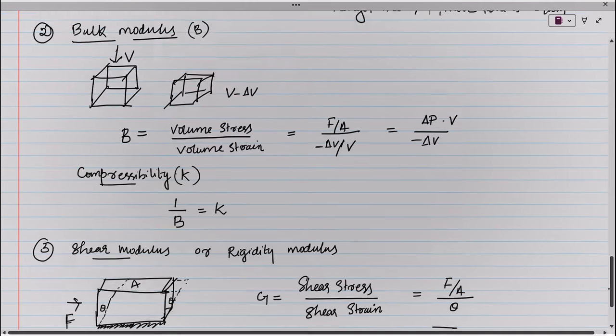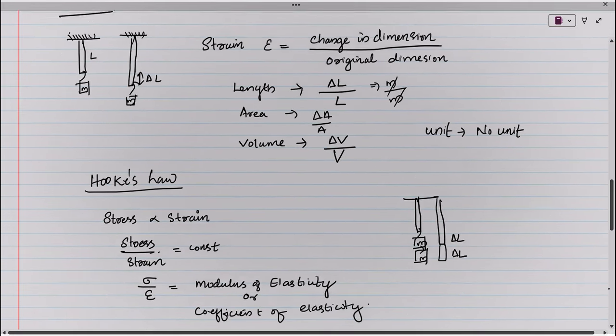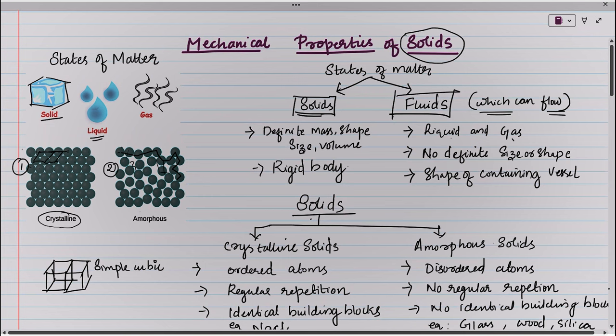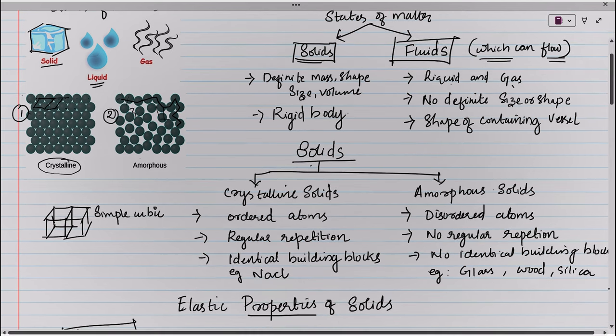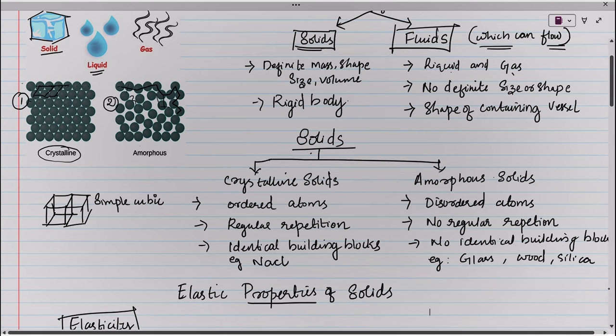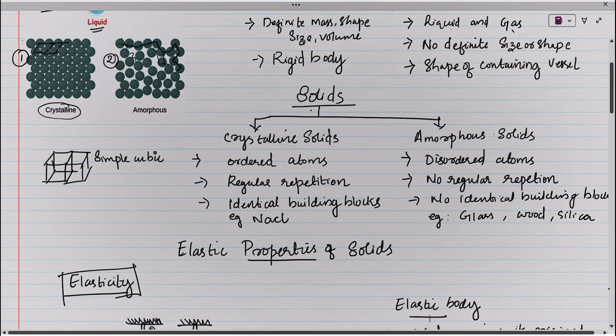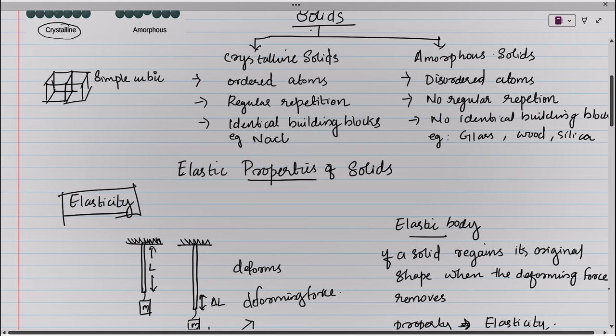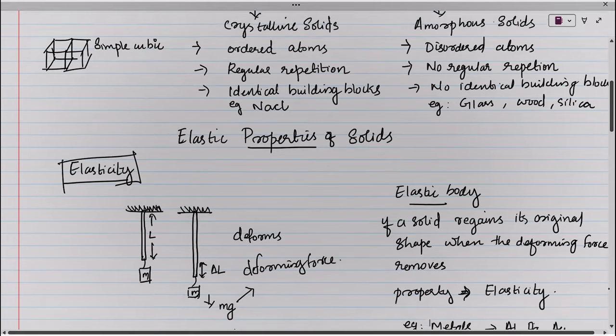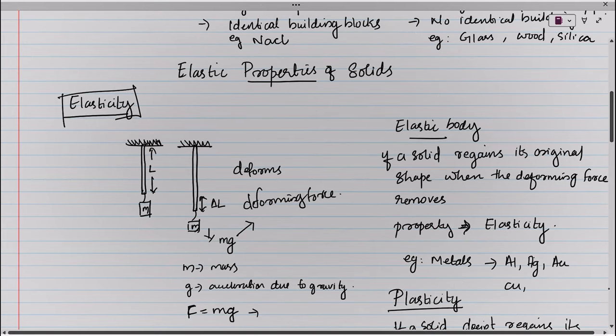Okay, let us recap what we have learned today. We are dealing with the mechanical properties of solids. Solid is a state of matter. The state of matter can be divided into two, that is solids and fluids, and solids have definite mass, shape, and volume, and are also called rigid bodies. We can also divide solids into two, that is crystalline solids and amorphous solids.